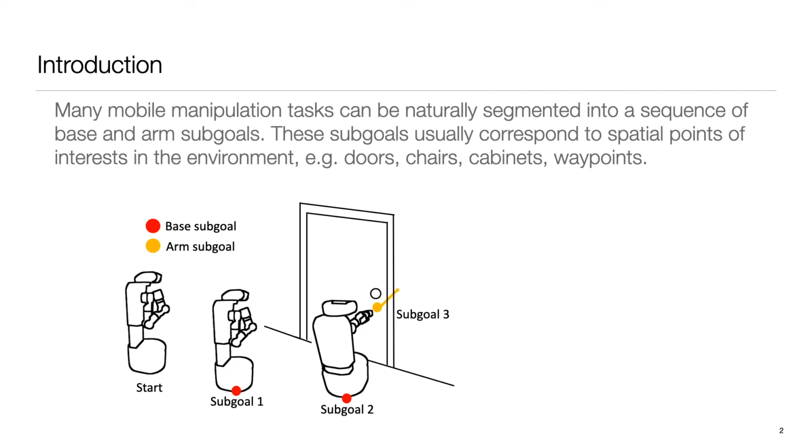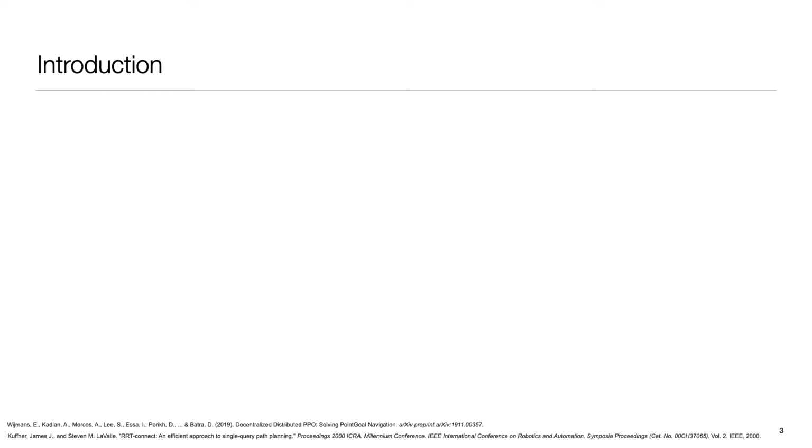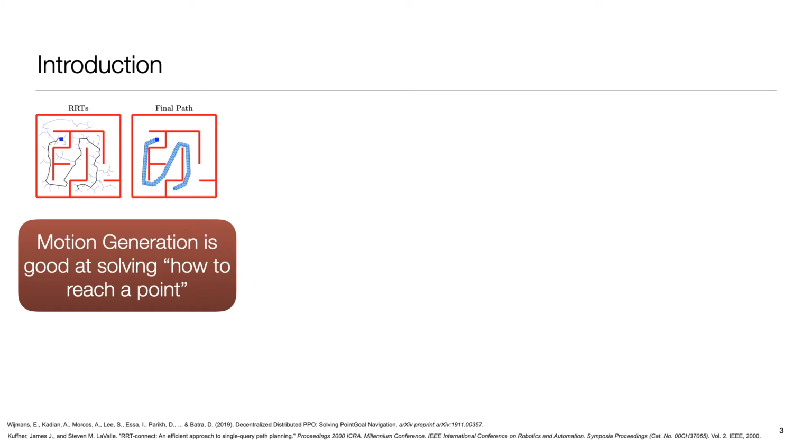These subgoals usually correspond to spatial points of interest in the environment, such as doors, chairs, cabinets, and waypoints through narrow passages. Classical motion generation algorithms have been widely shown to be good at generating and executing collision-free motion trajectories to reach these points of interest mentioned before. But they usually don't scale very well with larger search space with partial observability.